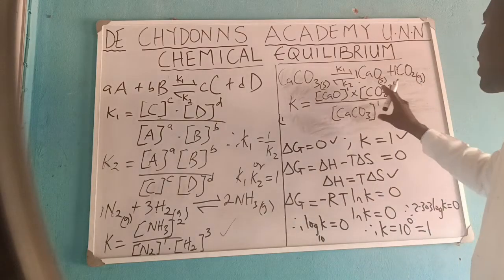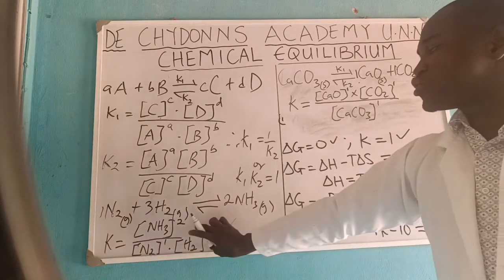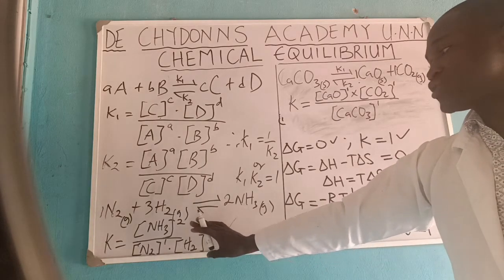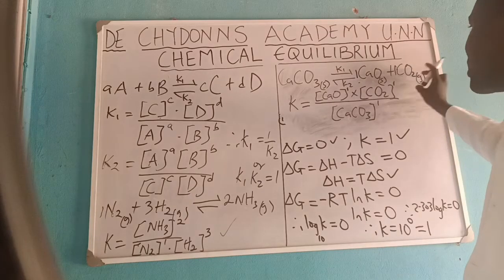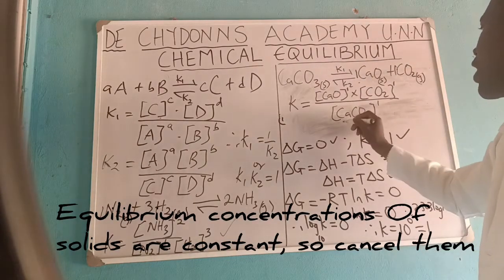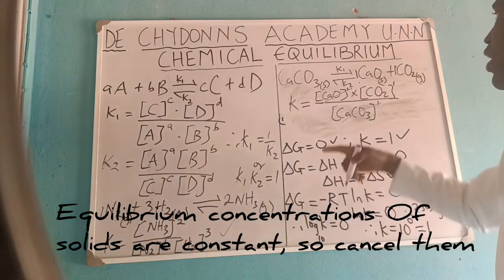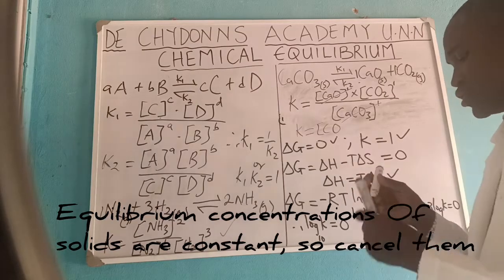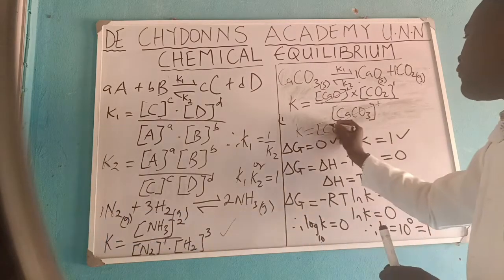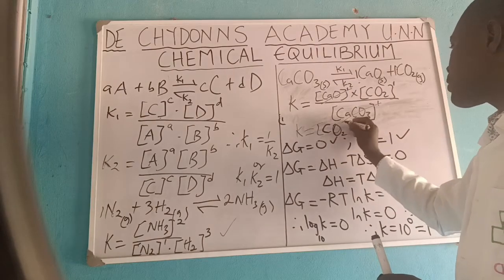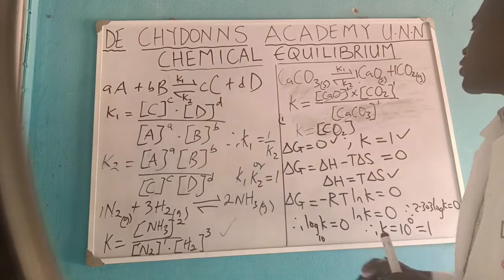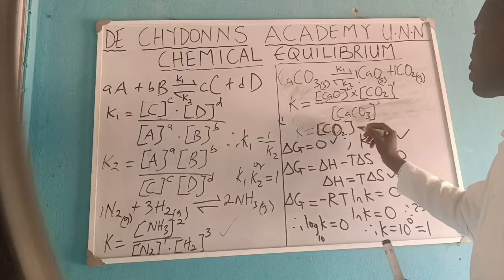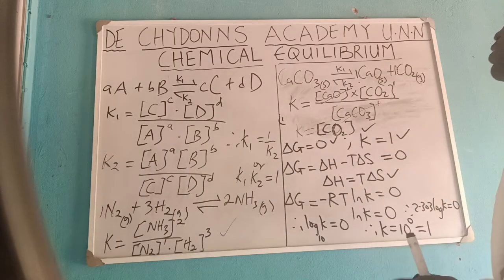Now, if you look at this, you will notice that what matters to us is the ones that are gaseous. Now, this reaction has solids and gases. We will cancel the solids. They will clear. So the final equilibrium constant of this becomes only carbon dioxide. So this becomes the equilibrium constant of this reaction, because it is only this that is in gaseous form.